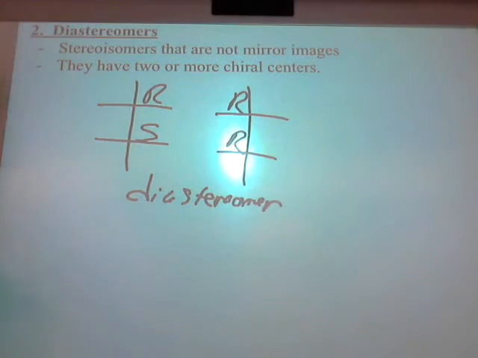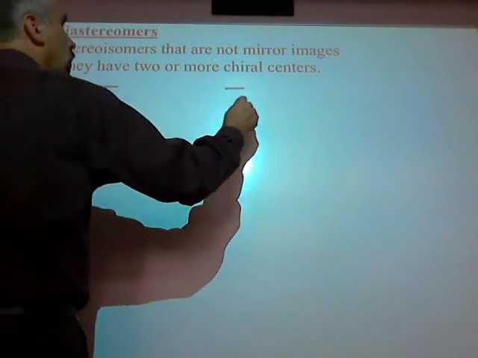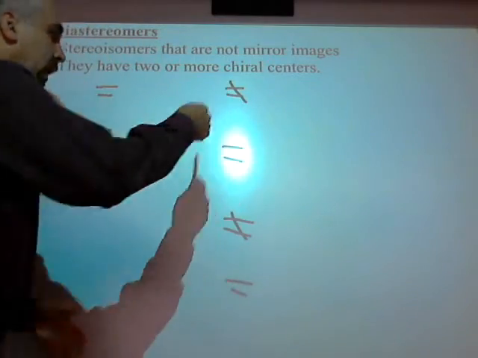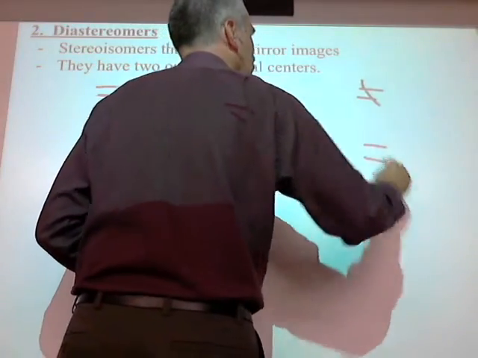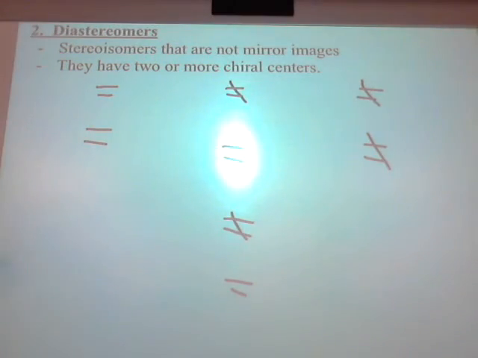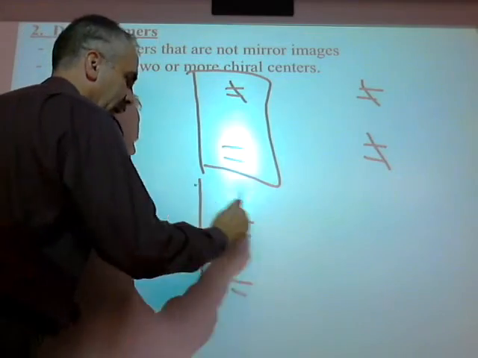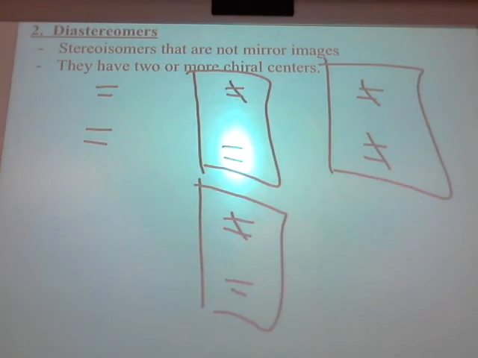All right, so you have three possibilities for these guys. You can have the top halves both equal, or one unequal and one equal. It doesn't matter if it's the top or the bottom. Or you could have both halves unequal. And what are your options here? Identical. This guy would be a diastereomer. That guy would be a diastereomer. Or an enantiomer. There you have it.